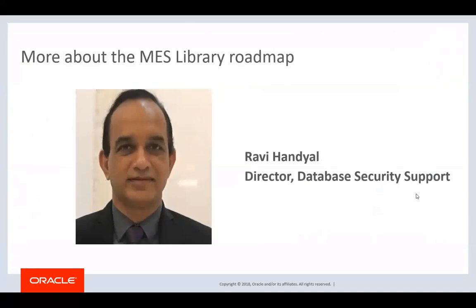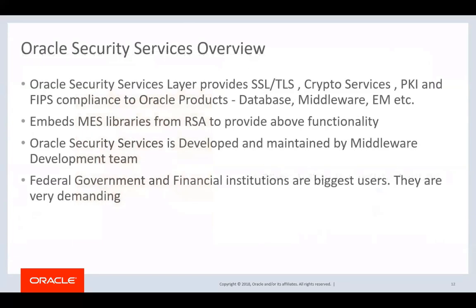Thanks, Russ. Appreciate it. So this particular note has been out for a few weeks now. This basically explains how TLS 1.2 support is incorporated into the different versions of the database. Fundamentally, this particular protocol is a part of the Oracle Security Services layer, which provides the SSL, TLS, crypto services, PKI, FIPS compliance to all the Oracle products, database, middleware, EM, etc.